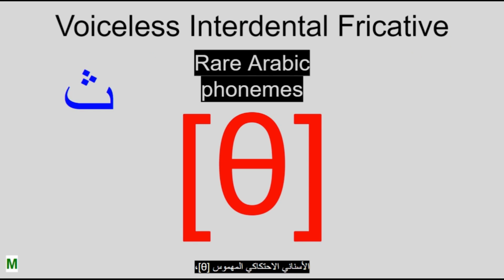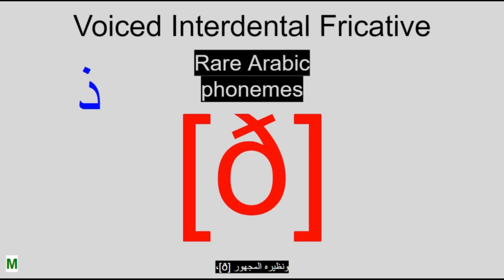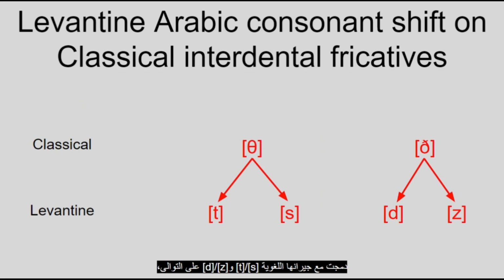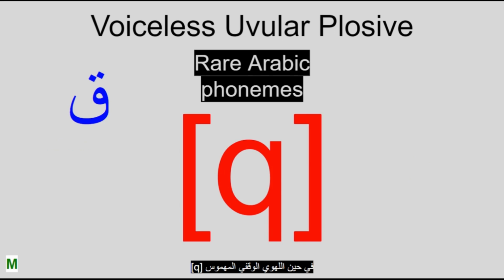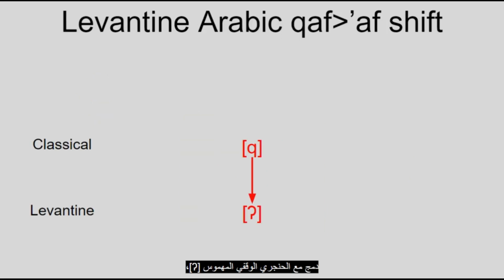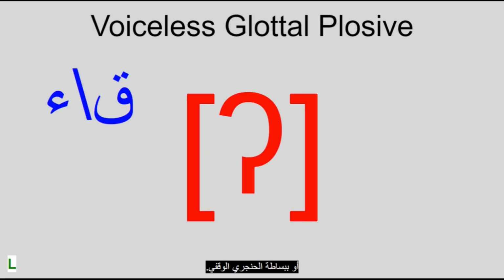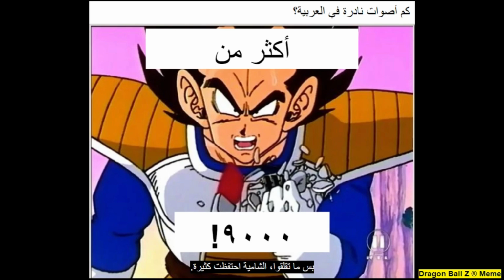Namely, the voiceless interdental fricative tha and its voiced counterpart dha merged with their phonetic neighbors ta and sa and da and za respectively, while the voiceless uvular plosive qa merged with the voiceless glottal plosive a, also known as the glottal stop. Don't worry though, Levantine Arabic has still retained a bunch.